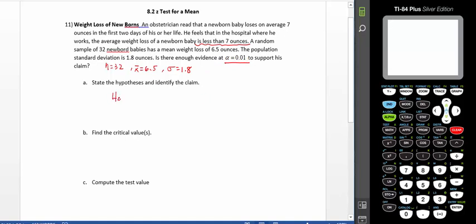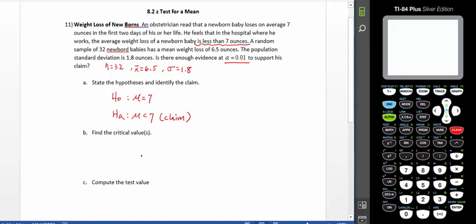So let's start out by writing down the claim, the null, and the alternative hypotheses. The doctor claims that the mean is less than 7 ounces. Mu is less than 7. That's the claim. And mu equals 7 ounces is the null hypothesis.